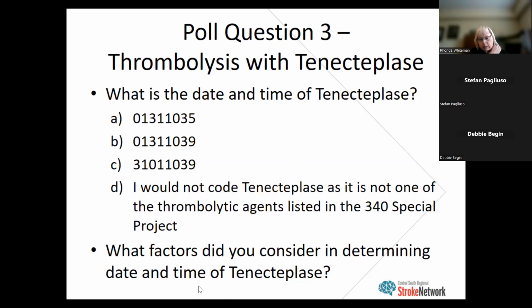So was it 01/31/10:30, 01/31/10:39, 31/01/10:39, or I wouldn't code it as it's not one of the thrombolytic agents referenced in the chart, in the special project.